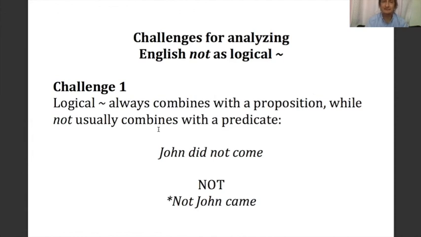So, challenges. What challenges do we have for analyzing English not as logical not? Well, the first one is that logical not always combines with a proposition, but English not usually combines with a predicate expression, not with a sentence. We say, John did not come. We don't say, not John came, or not John did come. We don't put the not at the end of the sentence so it can combine with the rest as a sentence. We combine it somehow with something in the middle.